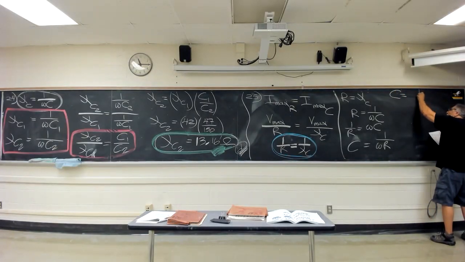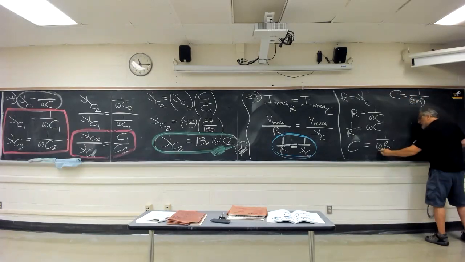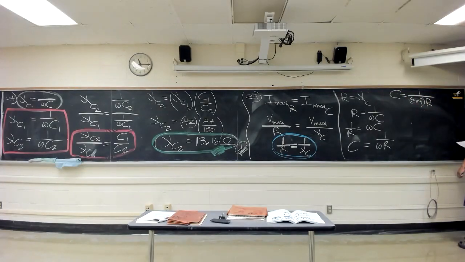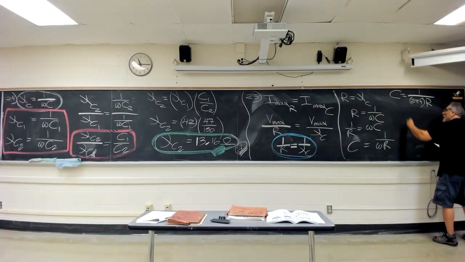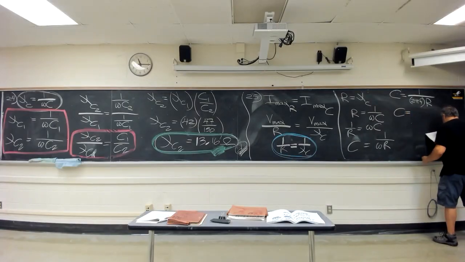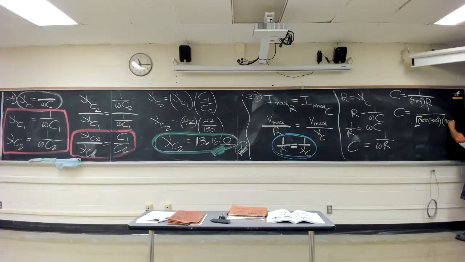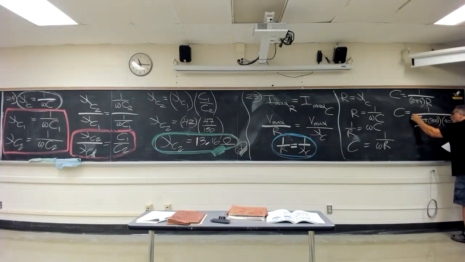See, omega is 2 pi f. That's the omega. Here's the R. Let's go. C is 1 over... let's see how we can write this a bunch of ways here. I wrote it a little differently, but it's 2 pi times 300. They told us 300 is f, times R.